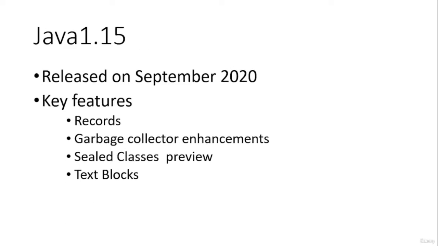Next feature to discuss is Java 15, which was introduced in September 2020. Key features include records, which were standardized. The next thing to mention is collections and garbage collector enhancements. Garbage collectors were enhanced in the 15th version. Next thing is sealed classes as a preview feature. Sealed classes allow us to restrict inheritance. This feature we will discuss in a coming lecture.